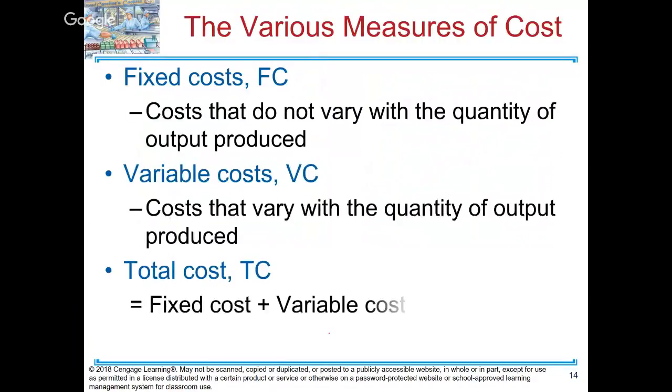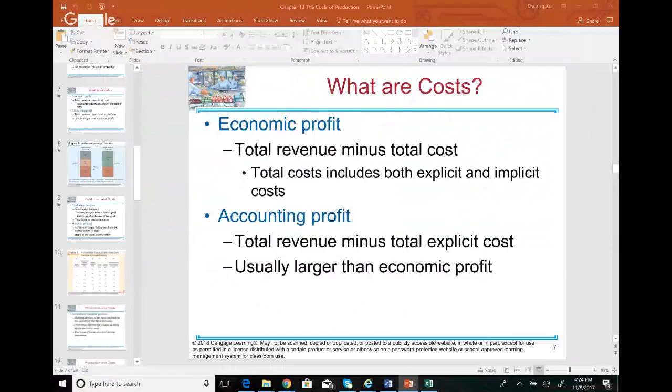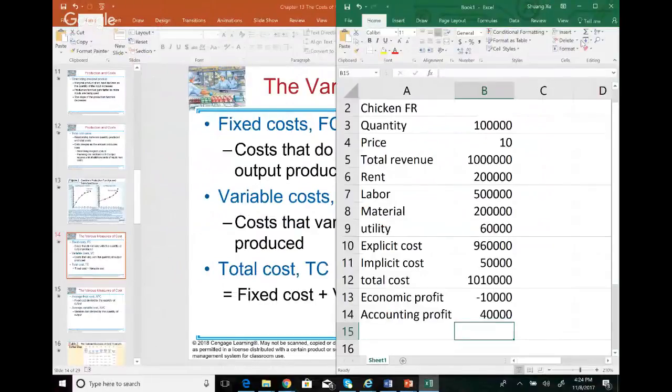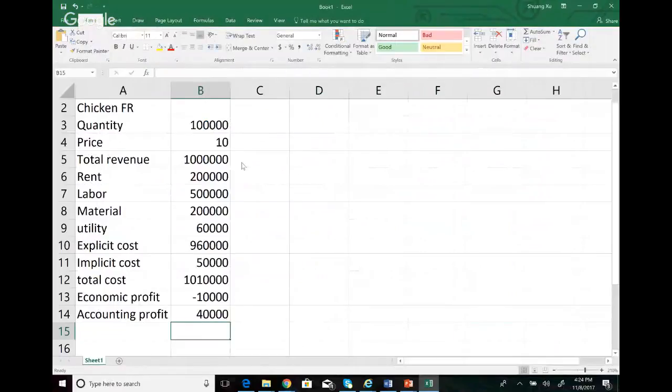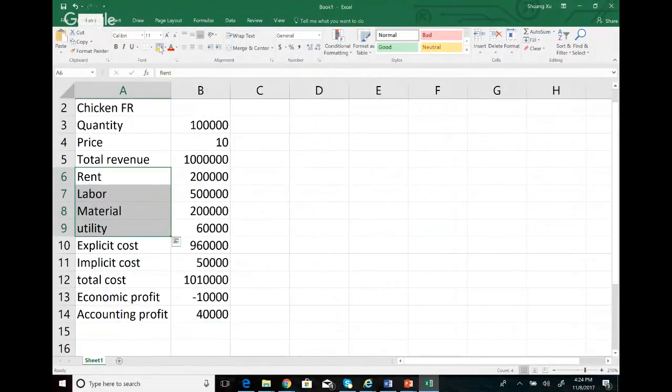And then also within total cost, we need to know 2 additional costs. This is different than implicit and explicit. Okay, so 2 additional costs. They're called fixed cost and variable cost. So let's go back to my business of chicken fried rice. For this chicken fried rice, my costs are over here. This is the cost we have.